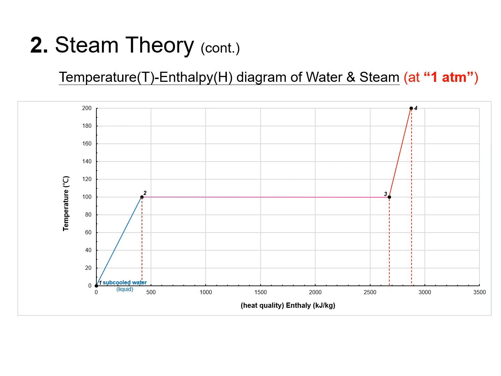Starting at point 1, where the water is at 0 degrees Celsius, we heat it continuously and its temperature can rise all the way to point 2, which is 100 degrees Celsius. This is the highest temperature at which water can exist as a liquid under this pressure. It is called boiling point.